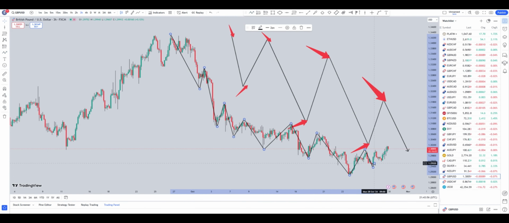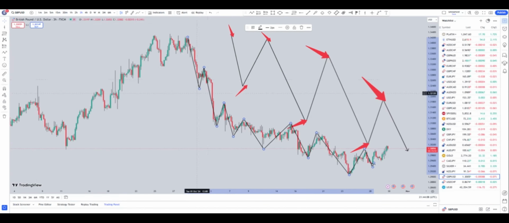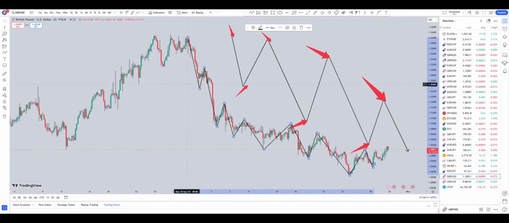So this is an example of how it looks in the real-life market. You see, it's not usually as perfect as our drawing, but it follows that sequence. You can see this is a high, a lower low, a lower high, and so it's following that sequence. So this is how a downtrend looks in the financial market.